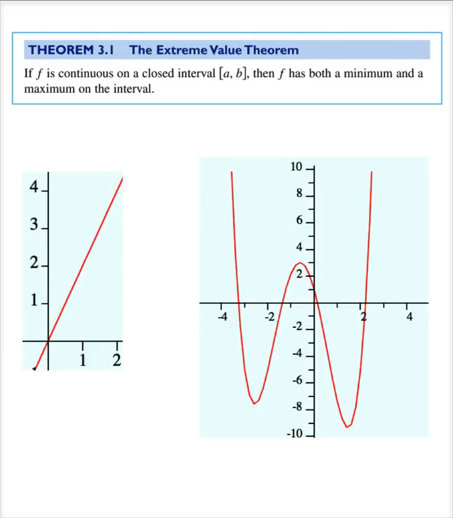Let's look at the extreme value theorem. The extreme value theorem has two parts. First, if you have a function that's continuous, and second, if you have a closed interval, then the function has both a minimum and a maximum on the interval. Please note this is what is called an existence theorem. It tells you that it exists, but it doesn't tell you how to find them.